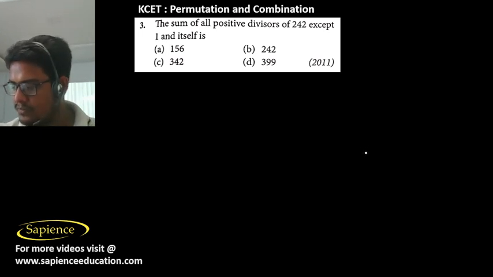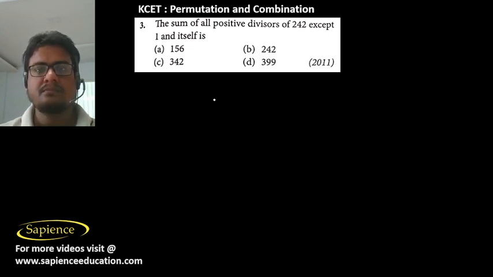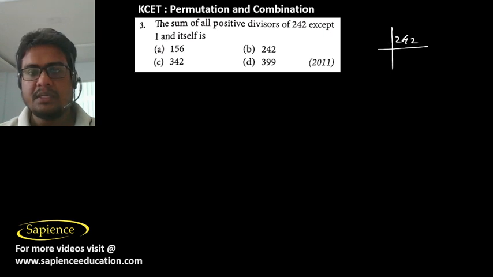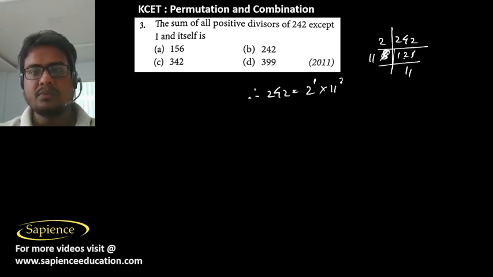Then here it is told: the sum of all positive divisors of 242 except 1 and itself is? So first we need to find the prime factorization of 242 in order to find how many prime factors there are in 242. So 2 ones are 2, 2 twos are 4, 2 ones are 2, then it will not go with 3, it will go with 11. So 11 elevens are 121. Therefore 242 is written as 2 power 1 into 11 power 2.